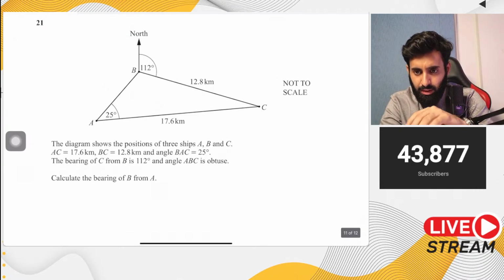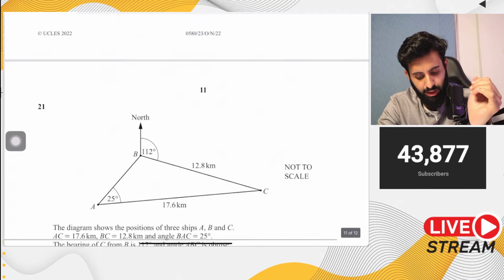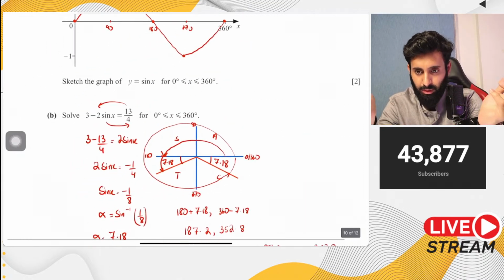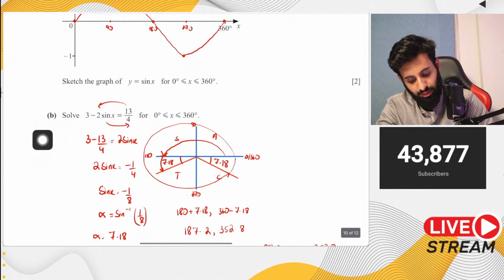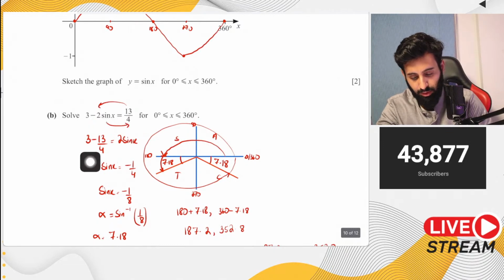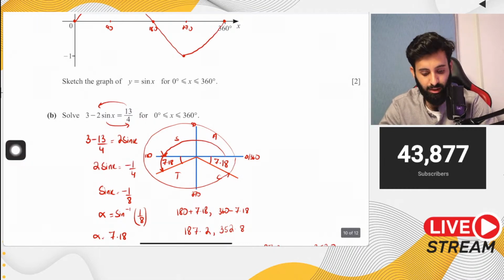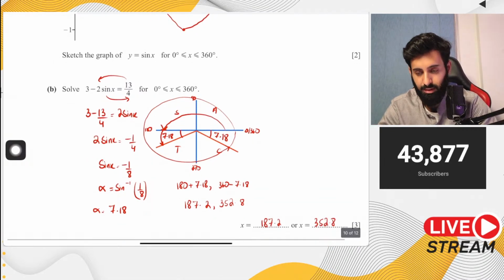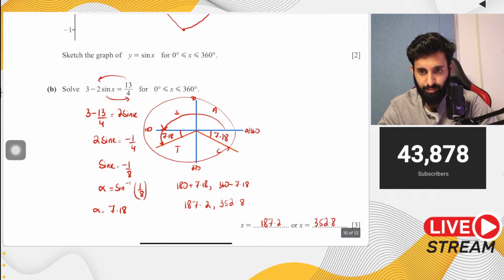Can you please explain how you made sine x equal to minus 1 upon 8? Just think of sine x as a variable, like y, and you have to make y the subject. So you take minus 2 sine x across, it becomes positive 2 sine x. You bring 13 over 4 to the left hand side, so it becomes 3 minus 13 upon 4. So 3 minus 13 upon 4 equals 2 sine x, and that's it. 2 sine x equals minus 1 upon 4. There you go.